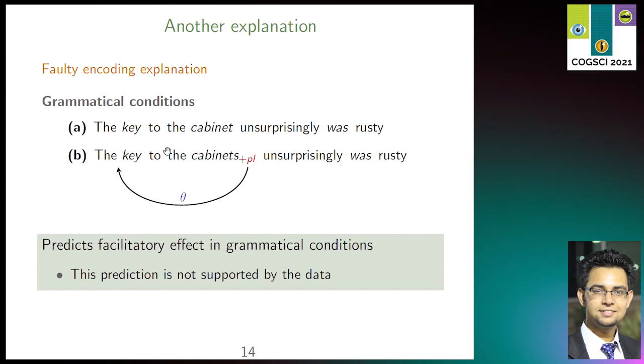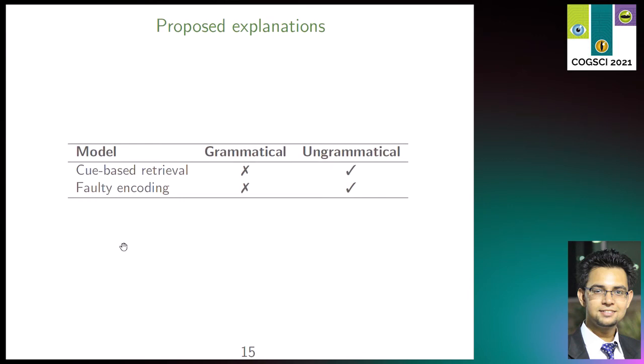So what happens in grammatical conditions? The plural feature at cabinets in condition B percolates up to the subject key, and as a result, the plural feature here disrupts the licensing of the verb in a proportion of trials. And as a result, we again expect a facilitatory effect in grammatical conditions. So this prediction is not supported by the data. So clearly, the faulty encoding-based model again fails to capture the range of effects in grammatical conditions. So in sum, both cue-based retrieval and faulty encoding-based models, which are two well-accepted explanations of similarity-based interference, although able to capture the facilitatory effect in ungrammatical conditions, totally fail to capture the range of effects in grammatical conditions.